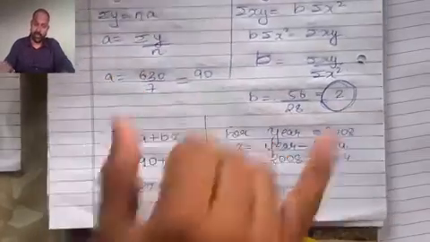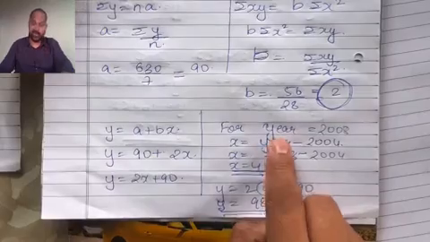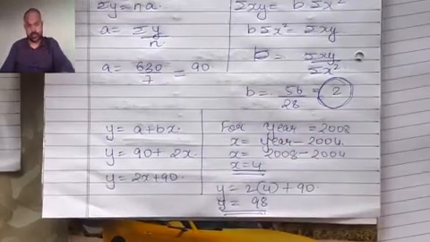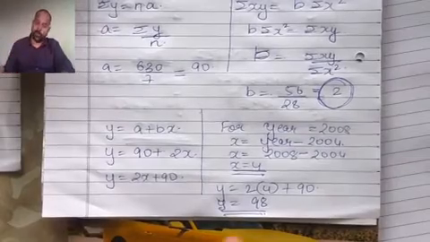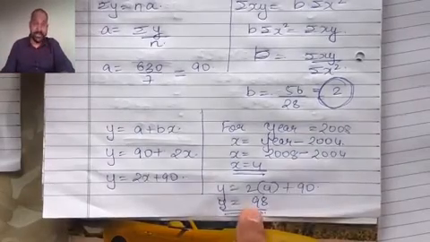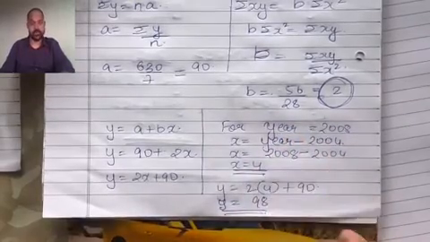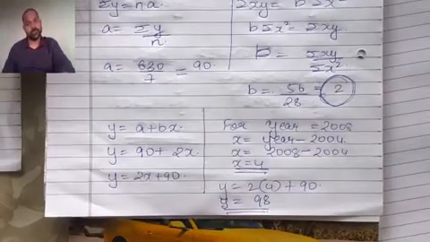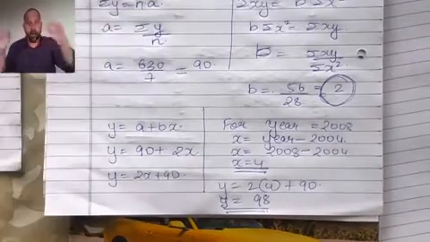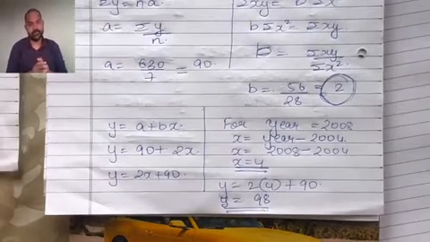Once you have a and b, you form your equation, but remember that x is not the year, x is the year minus 2004. So whatever year you are predicting for, always remember to substitute x as the year minus 2004 and then substitute. The final answer works out to be the same. And all questions have to be done using this method.